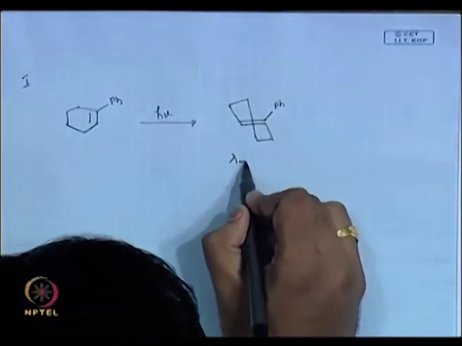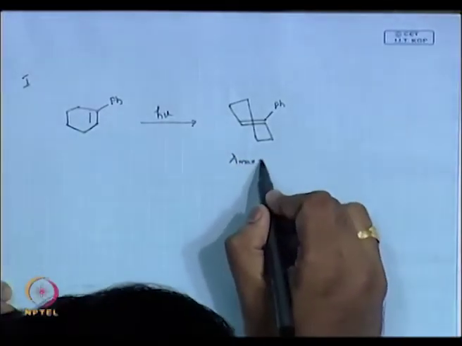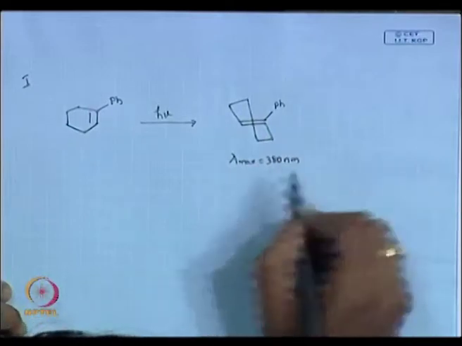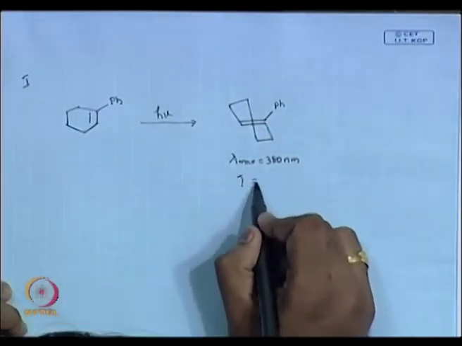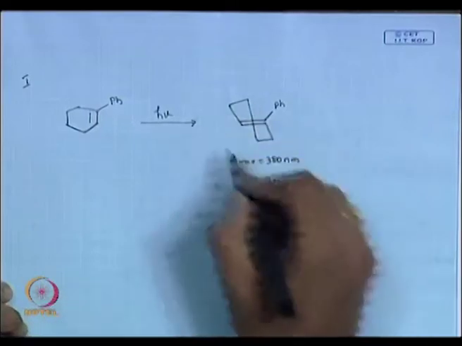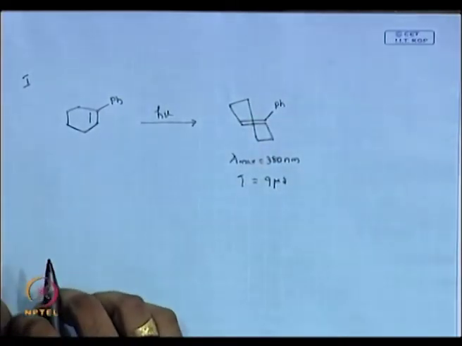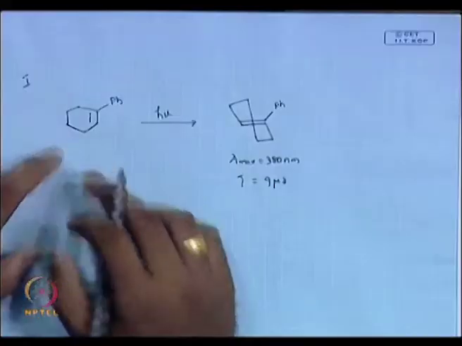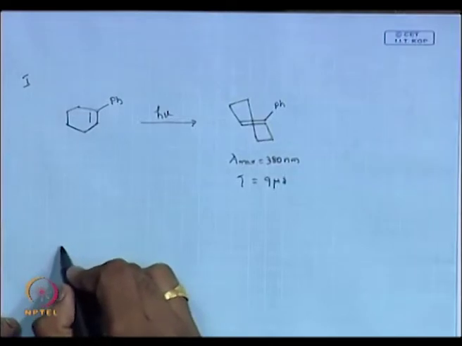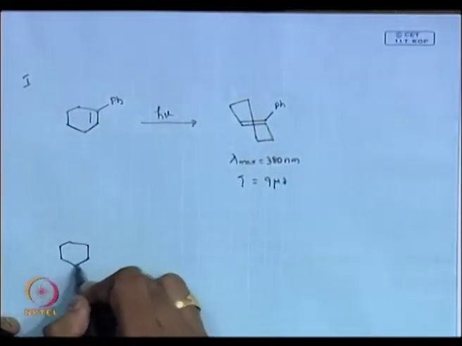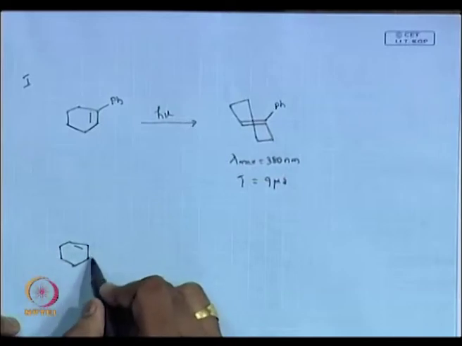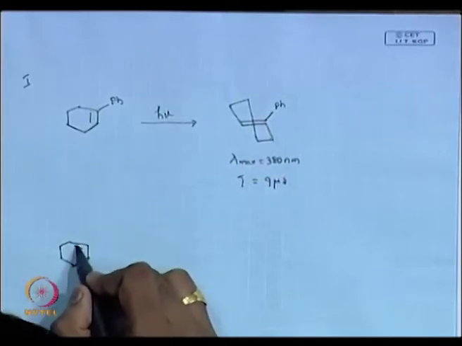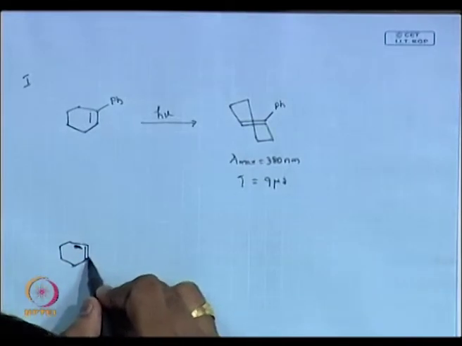The lambda max of this particular compound is 380 nanometer, and the transient lifetime of this trans form is 9 microseconds. See, if you take a system like this, in the presence of a system like, taking this, okay, sorry, I do not have a double bond here.